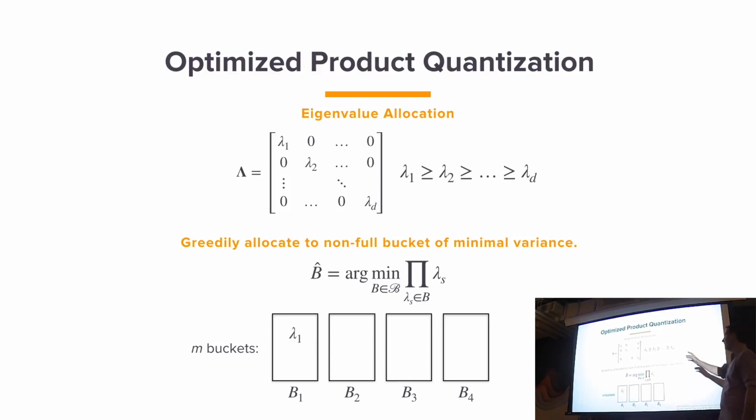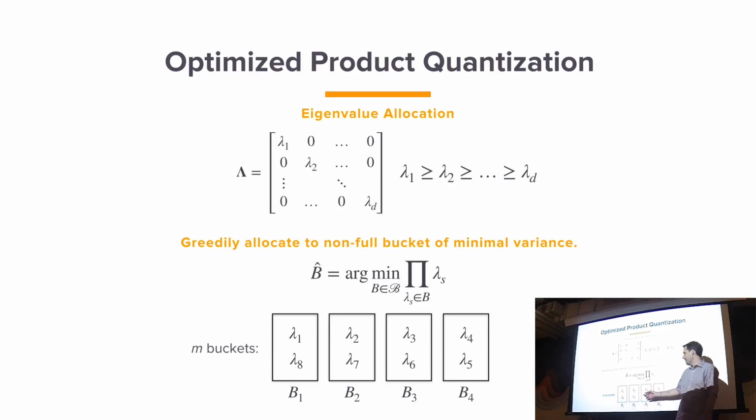So I say, okay, my first one, the biggest, I'll put this in b1, right? For my second eigenvalue, I don't want to go to b1 because it's already got some data in there. I'll go to b2, and the same for the next two. And then the next one is where it gets interesting, right? For the fifth eigenvalue, I'm going to pick the bucket with the smallest product of eigenvalues, meaning the smallest current amount of variance, and put it in there. That happens to be b4 in my two-dimensional example.